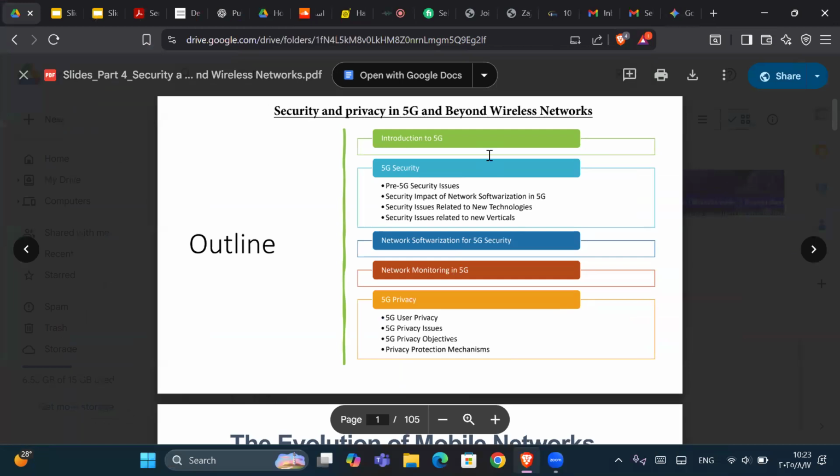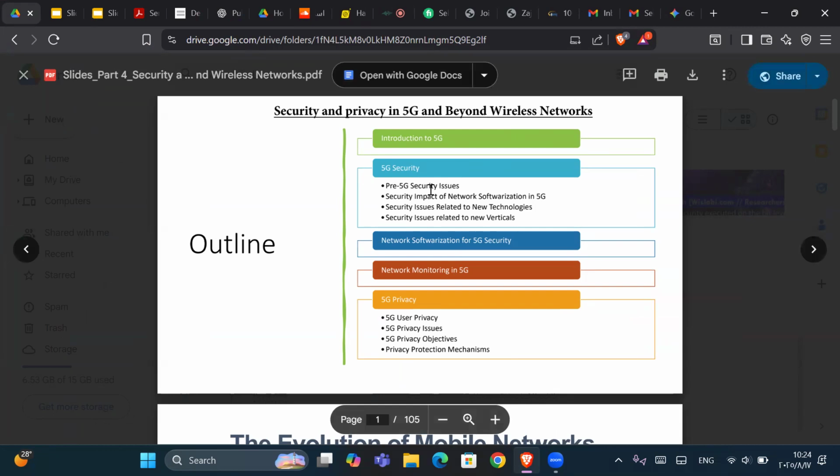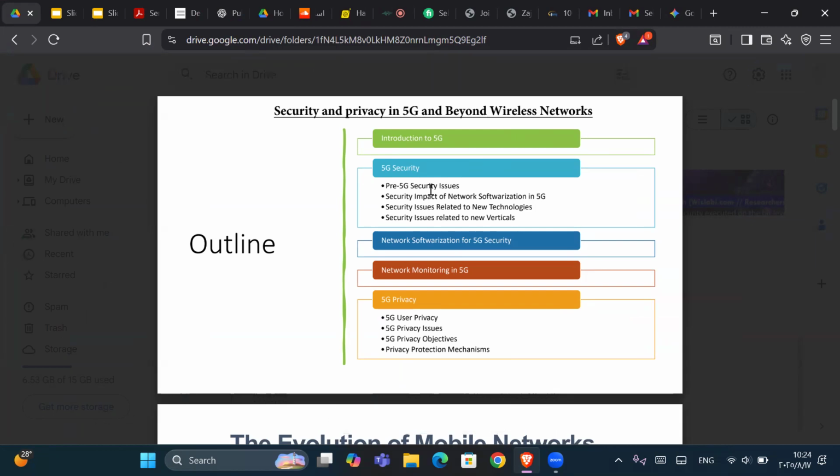Welcome to the presentation titled Security and Privacy in 5G and Beyond Wireless Networks. We know we have many generations in wireless networks from the perspective of cellular systems. We have the first generation, the second generation, the third generation, the fourth generation. We are currently in the fifth generation. And researchers and the standardization bodies like 3GPP are now working on preparing the sixth generation, 6G they call it.